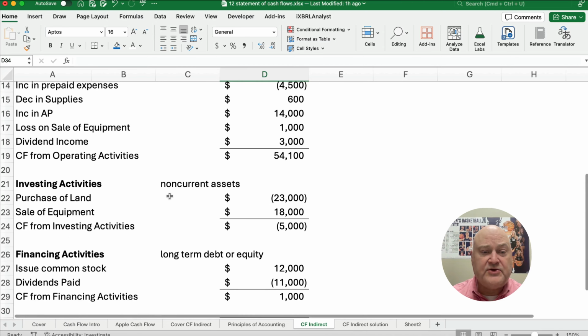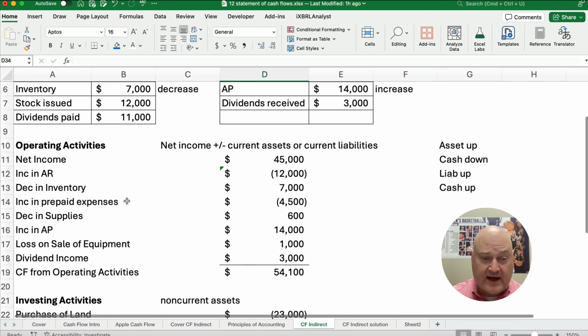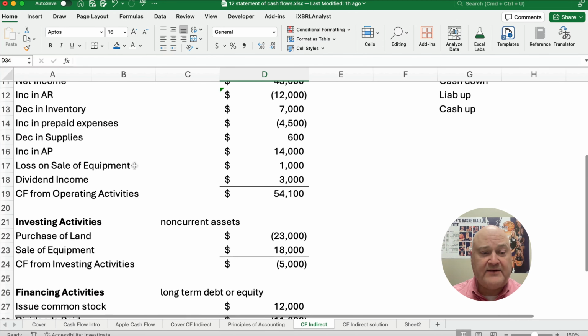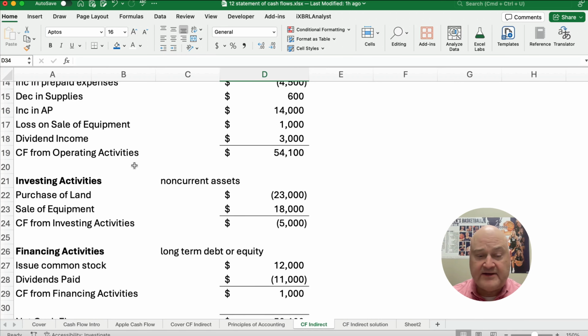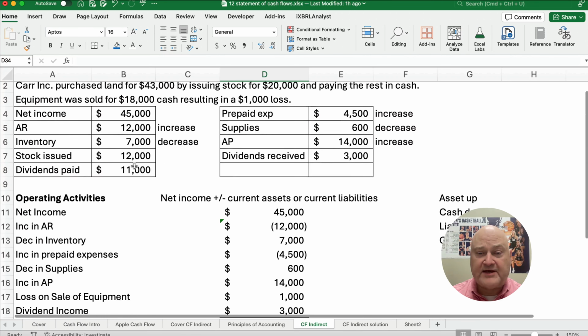So this is how you do an indirect method for the operating activities and how to do the investing activities and financing activities, all on the statement of cash flows.